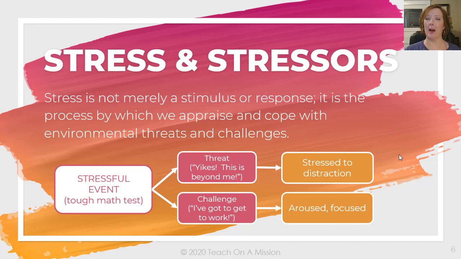And so there are two paths that a person typically takes because of a stressful event. So let's say, for example, you have a really tough math test coming up. There are two ways of looking at or appraising this situation, which are going to lead you down two very different paths. The first one is that this situation is threatening. So you might say, oh my gosh, this is way beyond me. I can't do this. There's no way that this is going to be successful for me. I'm going to fail. And so the result could be that you're stressed to distraction. You are overstressed, you are over aroused.